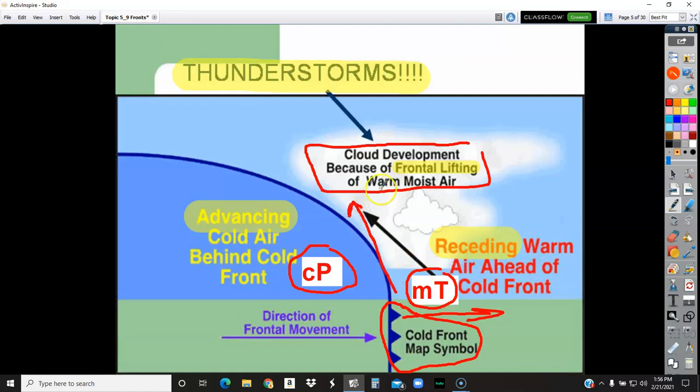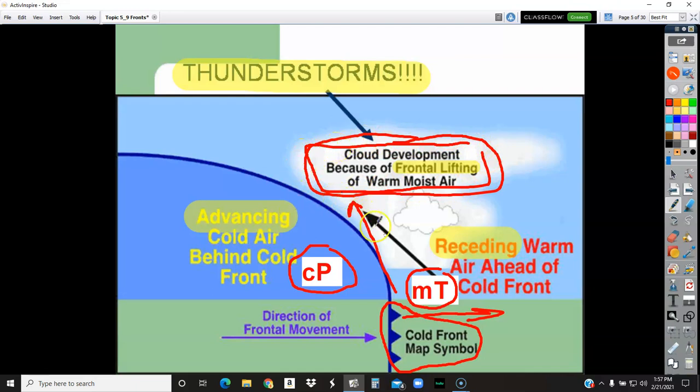And when that happens, of course, now you start the process of cloud formation, which hopefully you know. This warm air is going to go through all the steps. It's going to rise, it's going to expand, it's going to cool, it's going to condense, and it's going to form your clouds. And that's what it says here. Clouds develop because of the frontal lift of the warm, moist air. So this cold air pushes in, this warm air gets lifted off the Earth's surface, and then starts to go through that whole process of rising, expanding, cooling, condensing to form clouds.